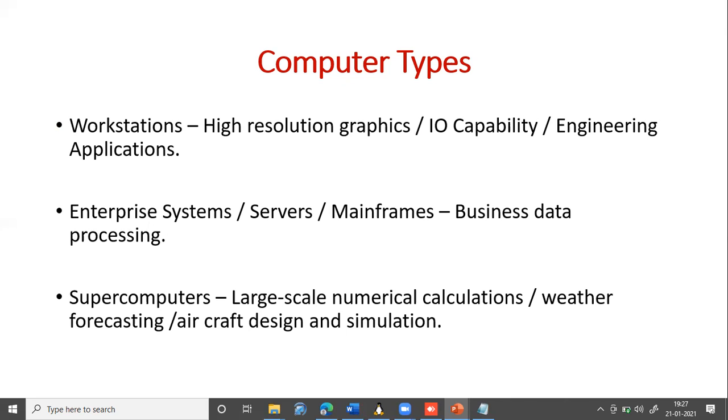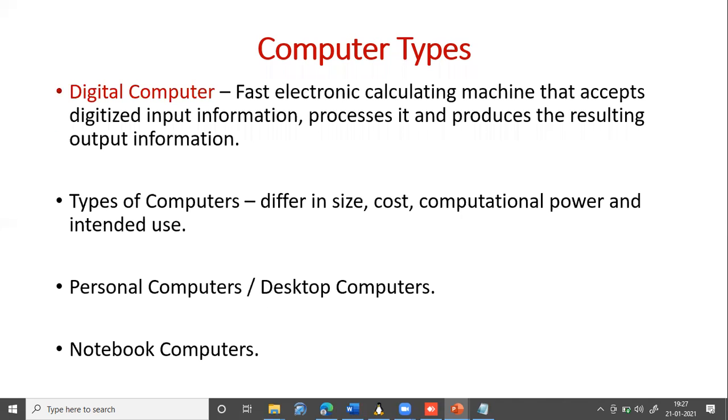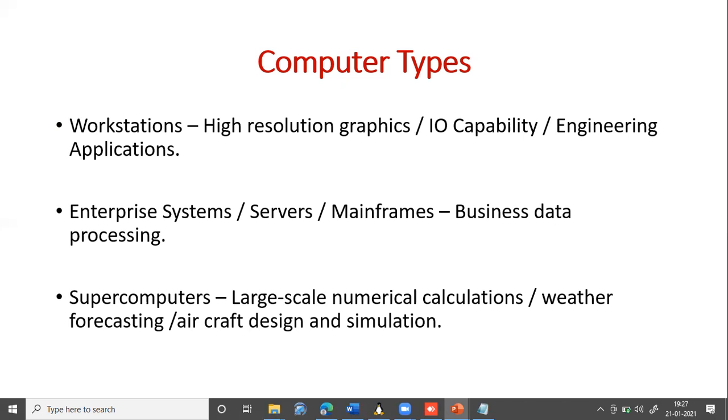And these tasks use a huge amount of data which cannot be processed by a normal desktop or a workstation. Okay. So such computers are called supercomputers. So these are the different types of computers which we can broadly classify, right? So what we have discussed is personal computers or desktop computers, then notebooks, workstations, enterprise systems, servers or mainframes, and then supercomputers. Right?